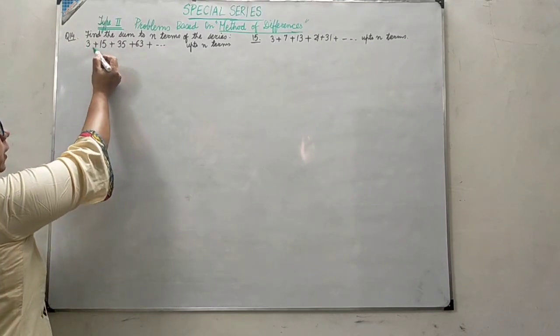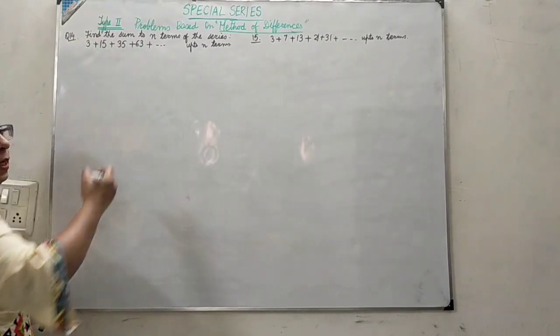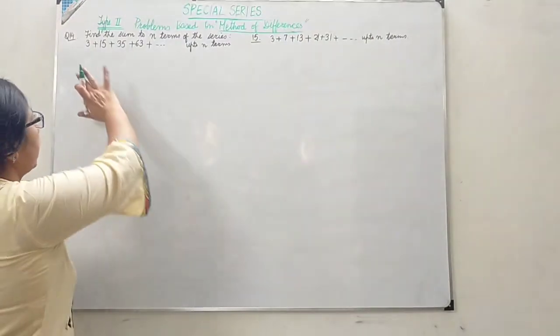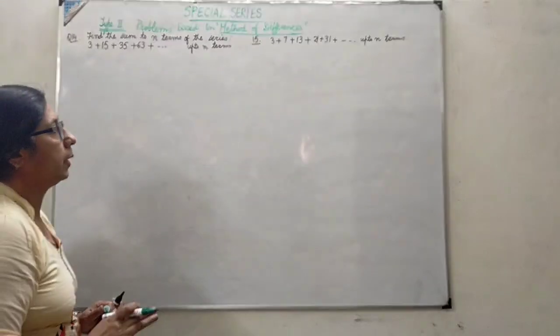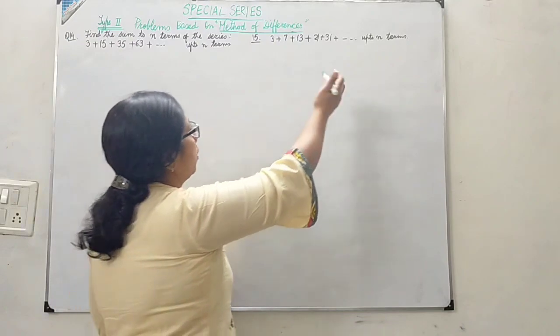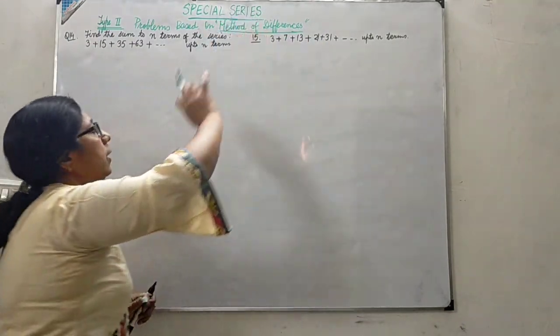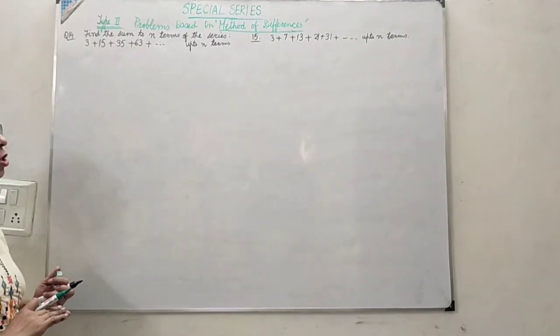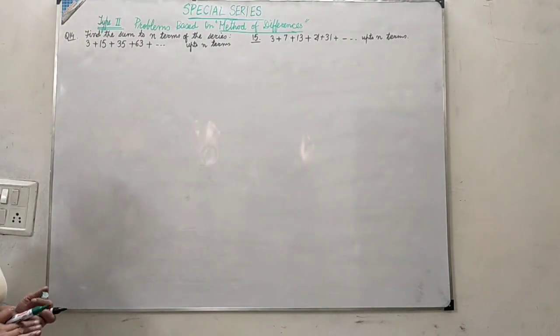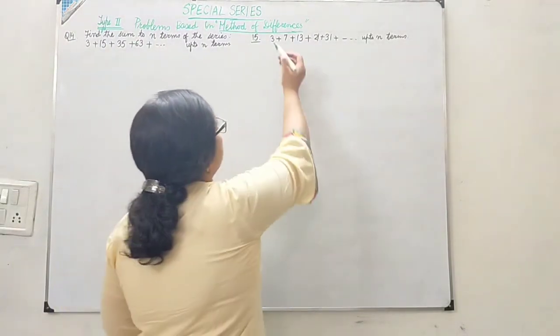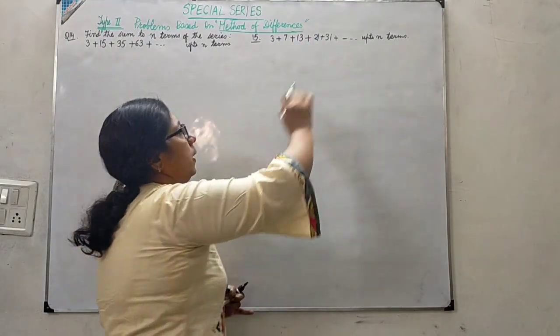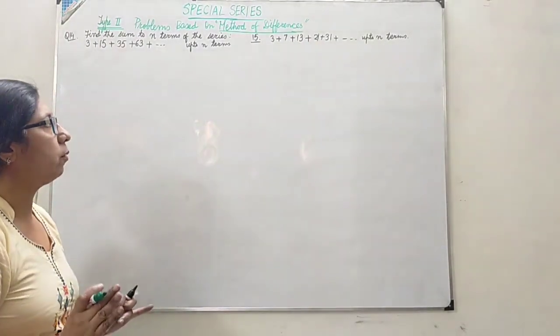See, we are having 3, 15, 35, 63, this sum. We are not recognizing any pattern, and this is also not related to sigma n square, but these are again a special series, not AP, not GP, not based on those formulae. So we will recognize the pattern: 3, 7, 13, 21, 31. Can you see something over here?